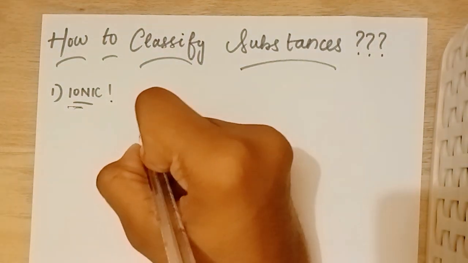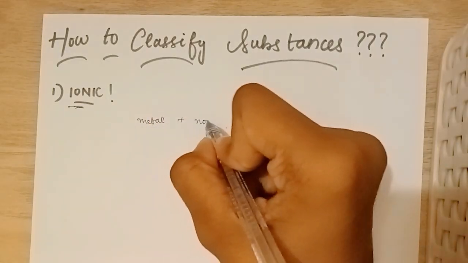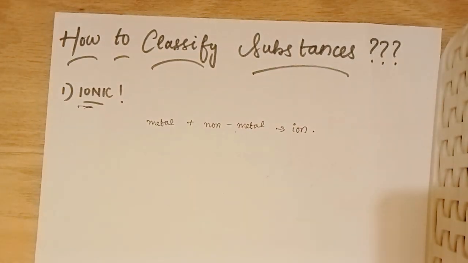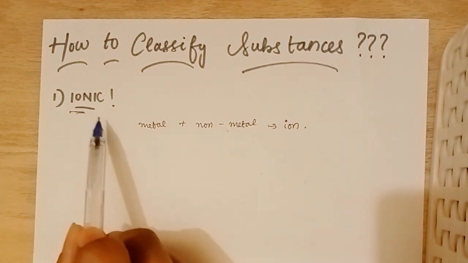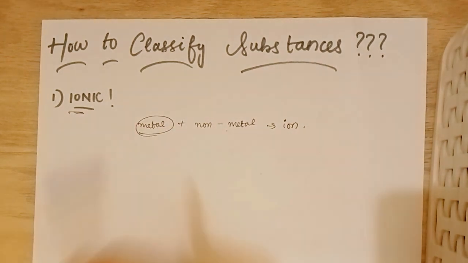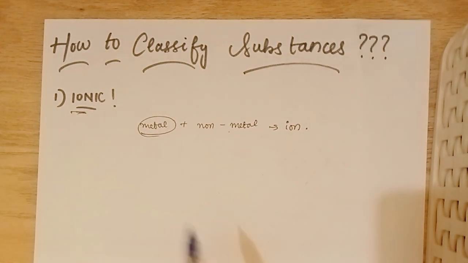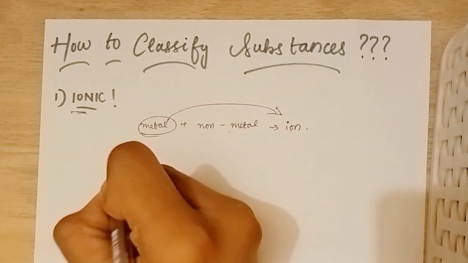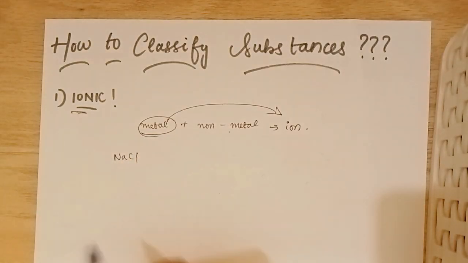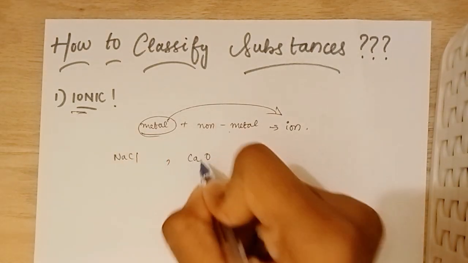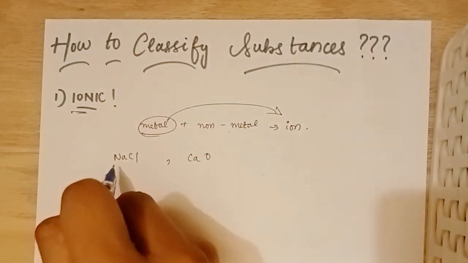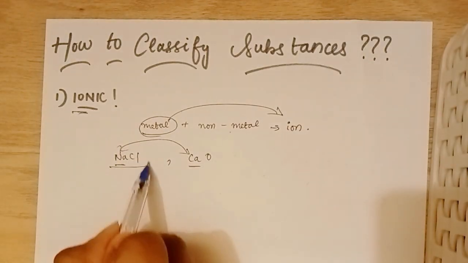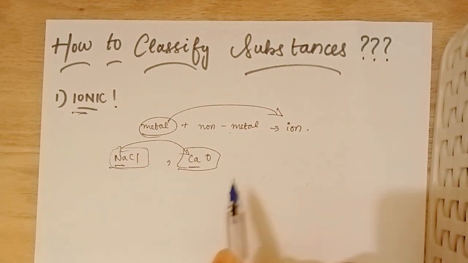For example, whenever you see metal plus non-metal, it is always an ion. Remember that. Or another easy tip to say if something is ionic is if you see a metal in any of the compound names, then it is an ion. Now, for example, NaCl, that is sodium chloride, or CaO, calcium oxide. Here, Na is the metal, Ca is the metal. These both are metals and it is included in a compound. Thus, these both are ionic compounds.